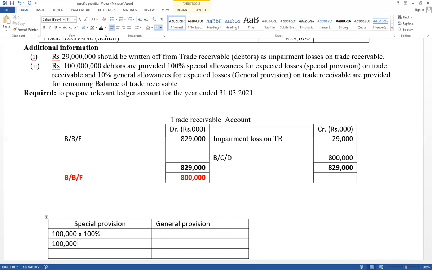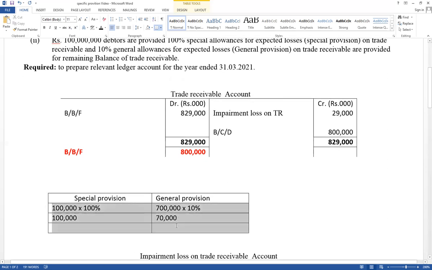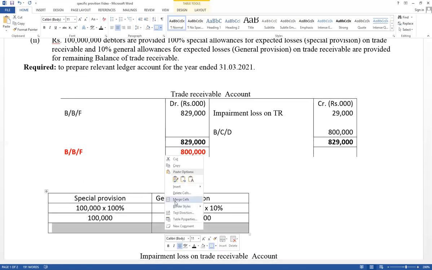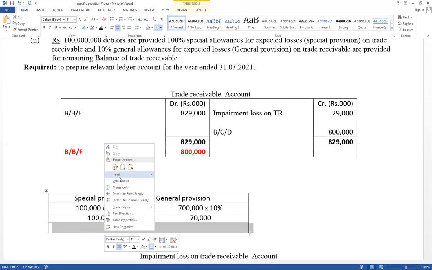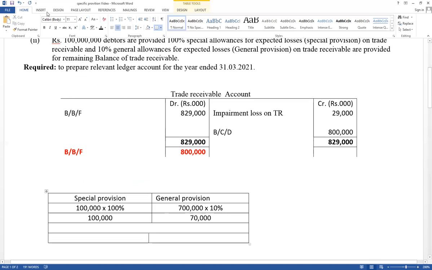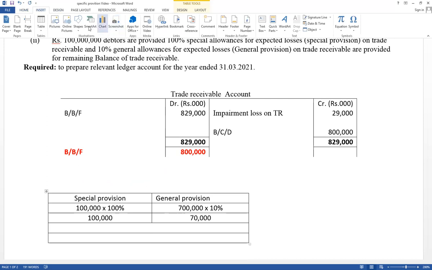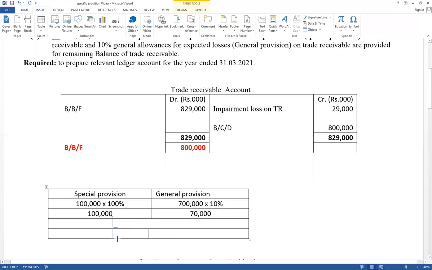Then remaining debtor balance. Think about debtor balance equal 800,000. Based on balance part, balance part equal 700,000. අන්න ඒකට general provision එකක් අපි කරනවා 10%. Therefore 10% equal 70,000. Therefore this is the closing balance of expected losses. Therefore it is relevant for expected losses calculation. Therefore closing balance of expected losses equal total value. Try to recognize general provision as well as special provision.